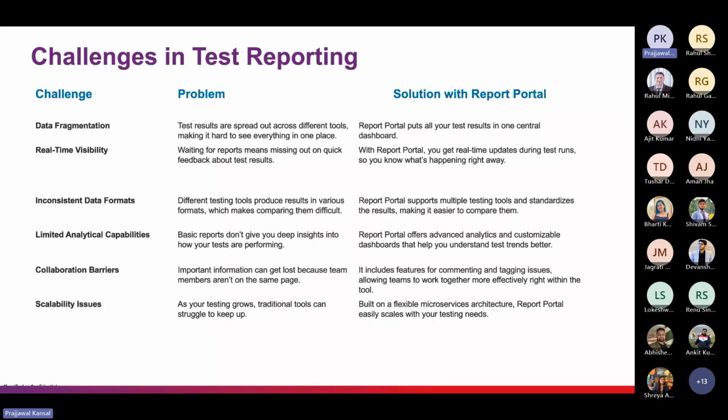So if you are using one tool for automation tests and another for manual testing, you normally have to check each one separately. And with Report Portal, you can see all of the results together, making it easier to understand the overall testing status.